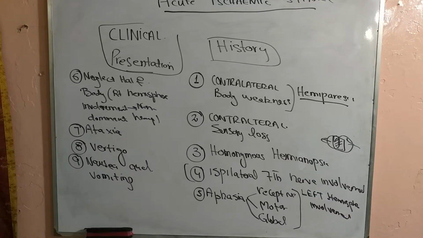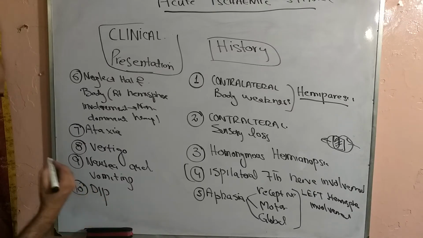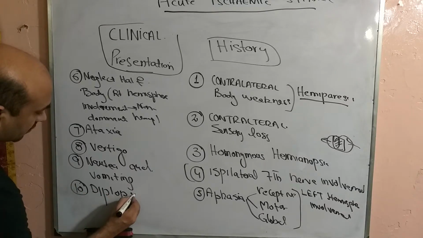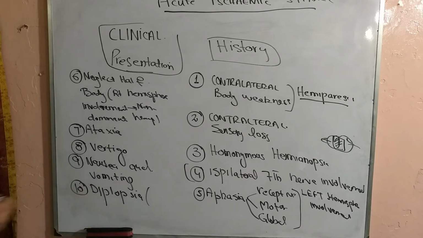Patient may be having vertigo. Patient may not be able to maintain the balance. There can be nausea and vomiting. Patient may be actually looking at things and telling that he's looking at a couple of things or a pair of things, diplopia, double vision. Again, because of the involvement of the brainstem, because it has got the nerves present over there. So this is the clinical presentation of the patient.